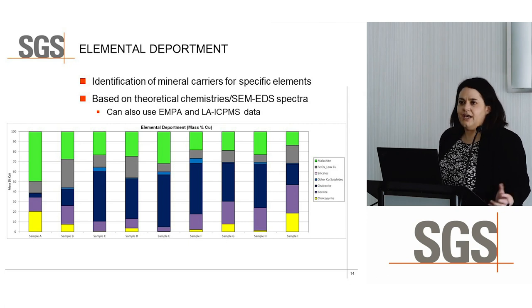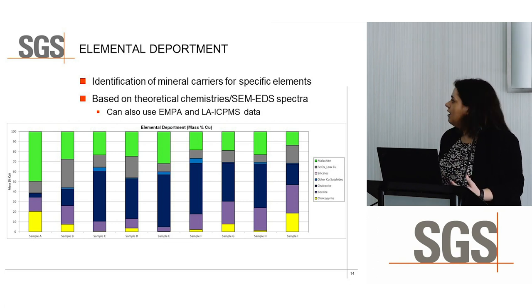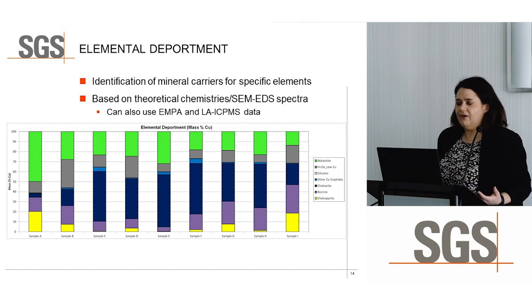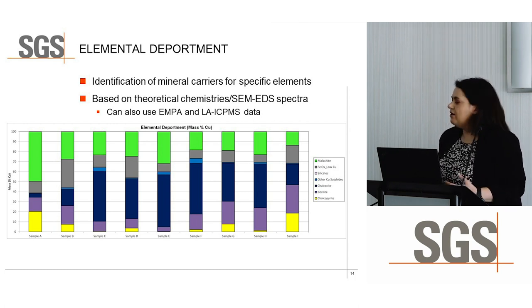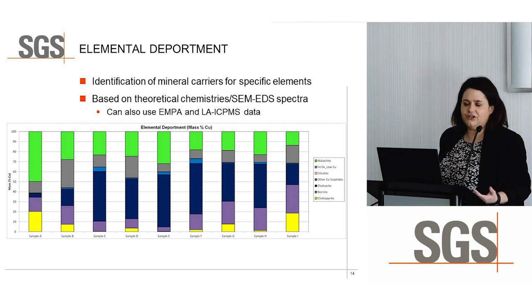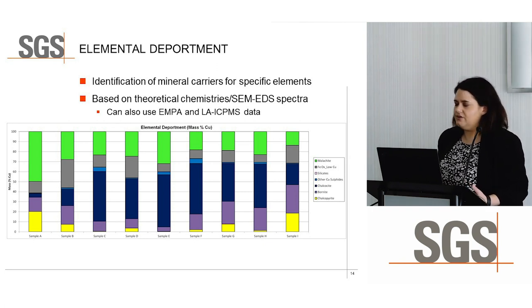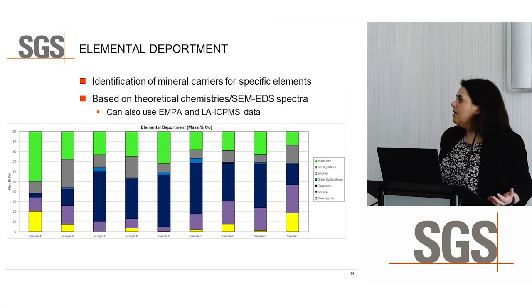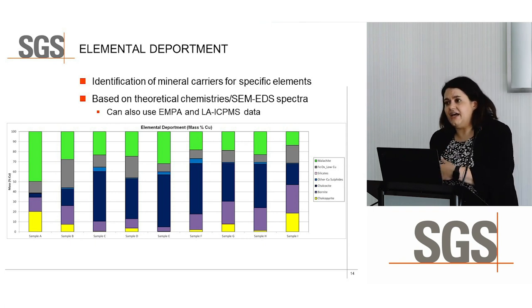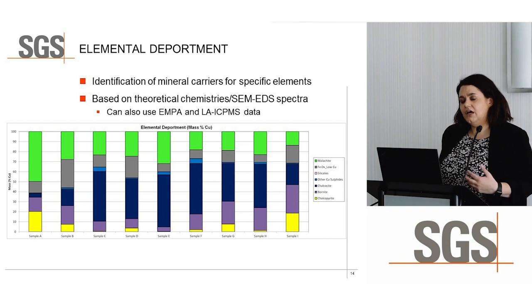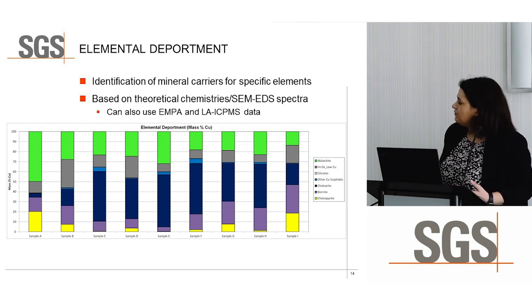Generally, with the QEM scan or the TIMA, we can use theoretical chemistries, or we can use the actual chemistry of the minerals that come out of the TIMA system. But we tend to add that on. We tend to use an electron microprobe or laser ablation. This will give us better detection limits if there are lower amounts of, say, copper within a clay. We can then take that data and add it into the QEM scan and the TIMA software, and we can then come up with this full deportment.